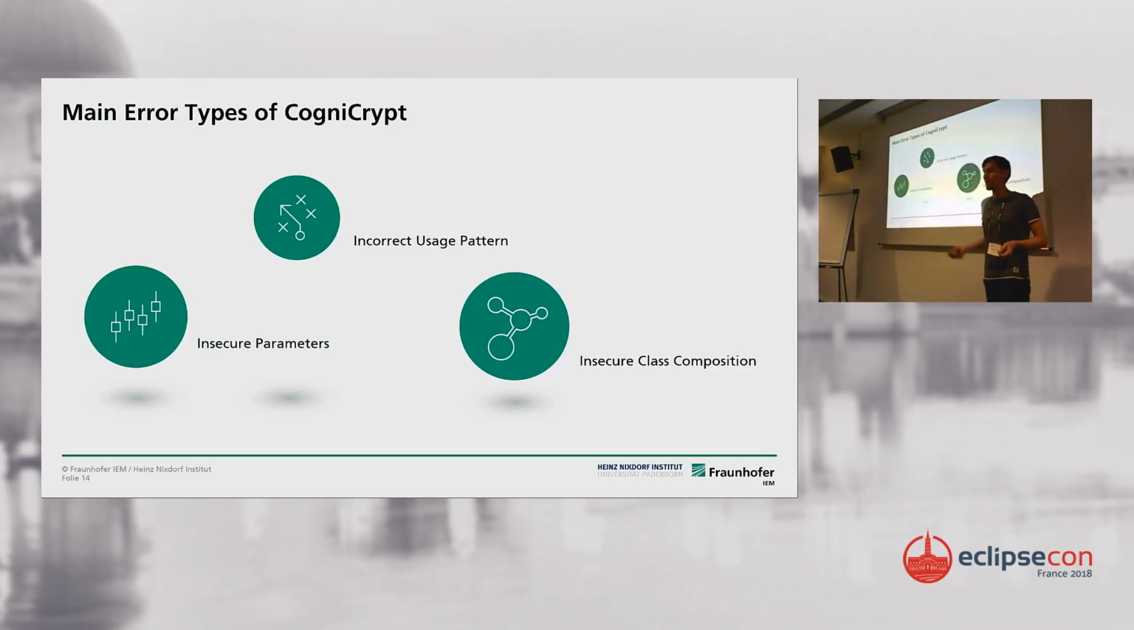So I'm going to speak about the error types that CogniCrypt at the moment supports in the static analysis. There are 3 different error types. The first one is insecure parameters, which we essentially just saw earlier. Then the incorrect usage pattern, that you have to use certain objects in a certain way. And then the last one is insecure class composition, when you have to use different objects and you have to pass them around in a certain way.